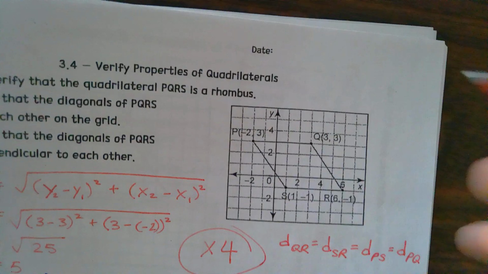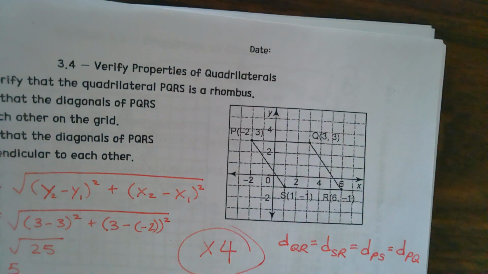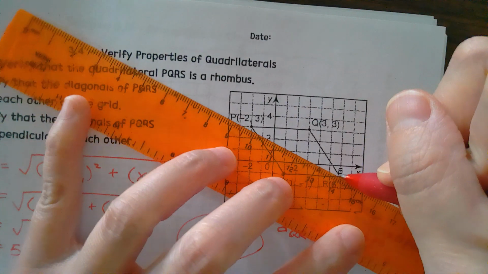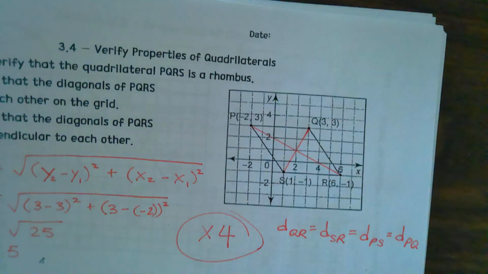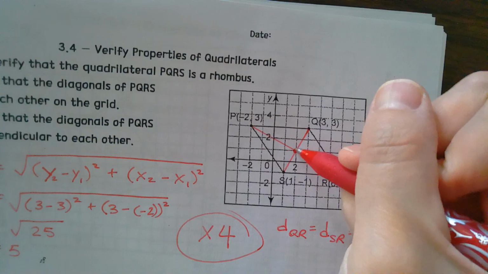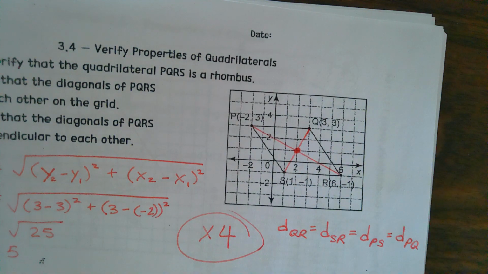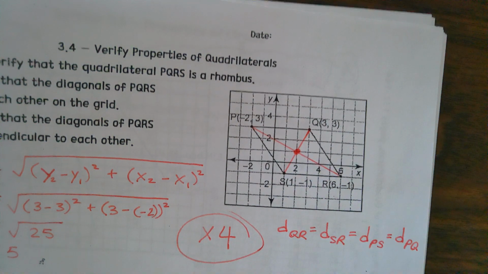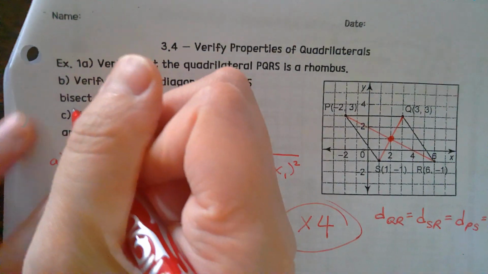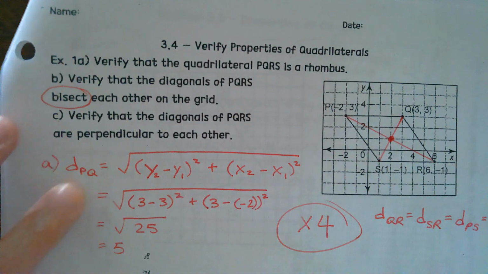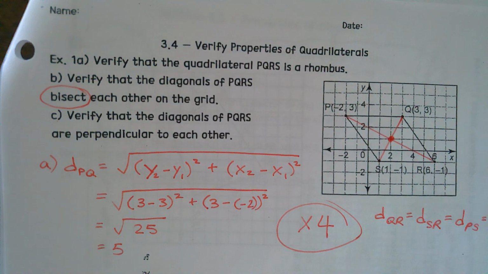Okay, so when I talk about diagonals, I'm talking about these, opposite and opposite, like that. And I want to figure out if the diagonals bisect each other. Remember from chapter 2, we talked about the word bisect. What does bisect mean again? Yep. Split in half. So what word comes to mind when we talk about split in half?